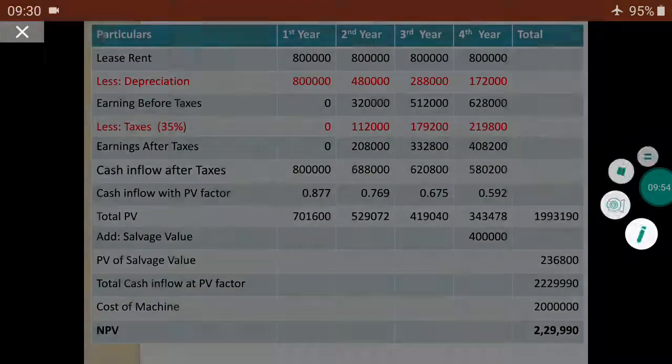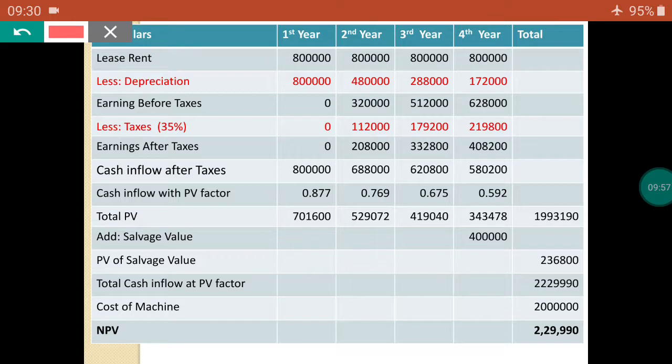After that, cash inflow with the PV factor. Okay, they are providing PV factor of first year, second year, third year, fourth year. The PV factor of cash inflow is first year 0.877, second year 0.769, third year 0.675, and fourth year 0.592. Okay, you should calculate total PV. Total PV means here total present value.